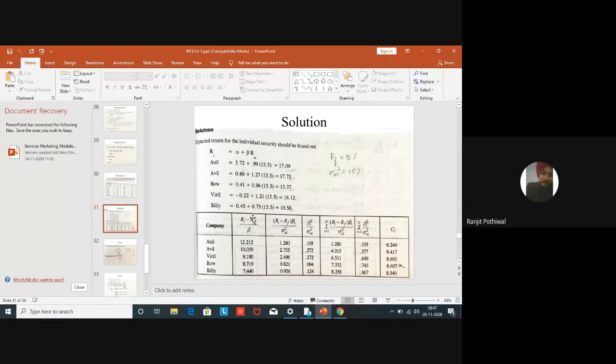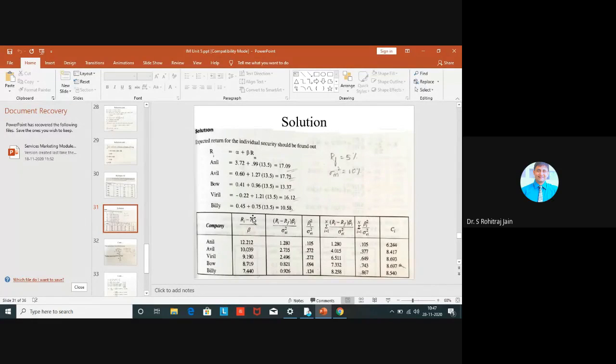So we had to calculate Ri minus Rf divided by beta, sir. In that, Ri is 17.09 for Anil, sir. And Rf is 5, sir. And divided by beta, which is 0.99, sir. So we got 12.09 after decimal. Perfect.